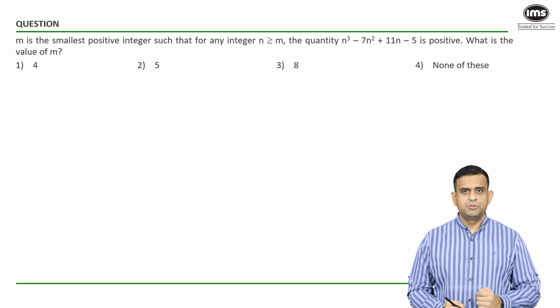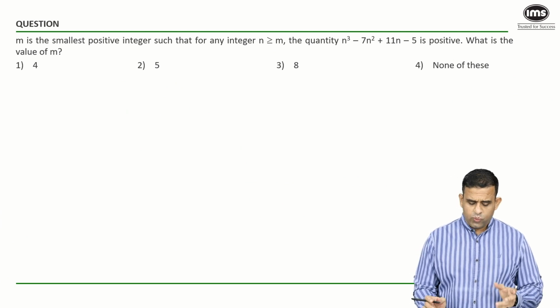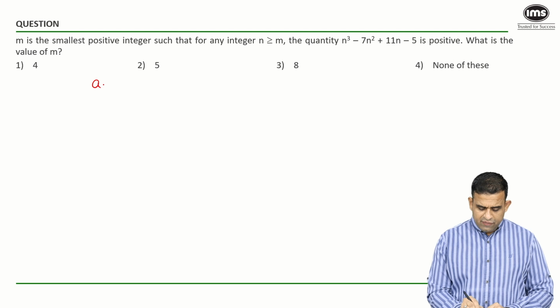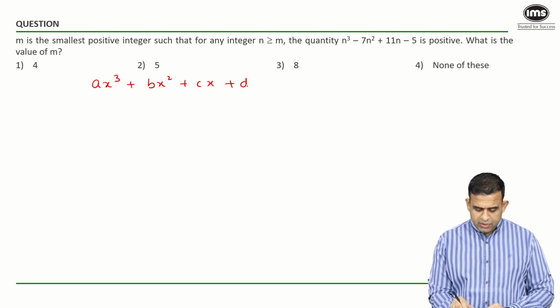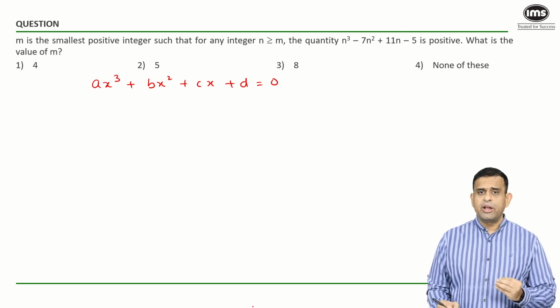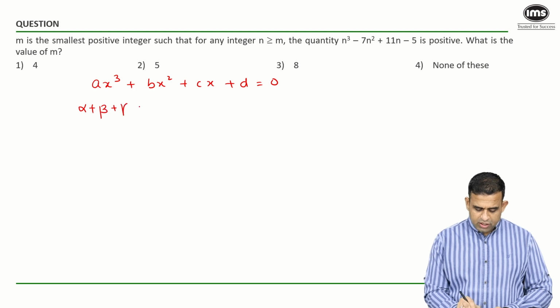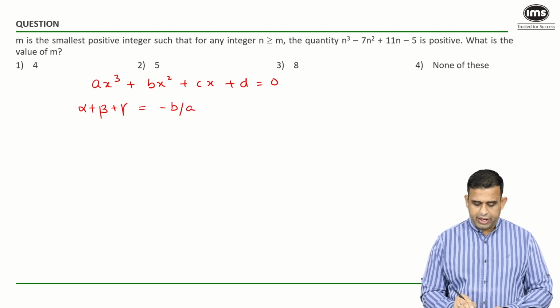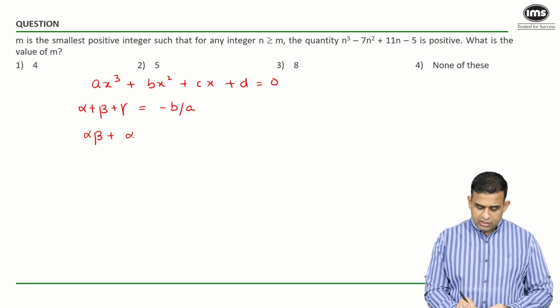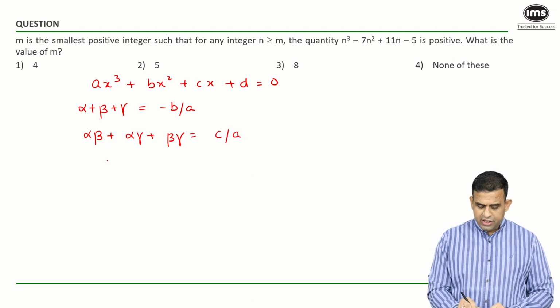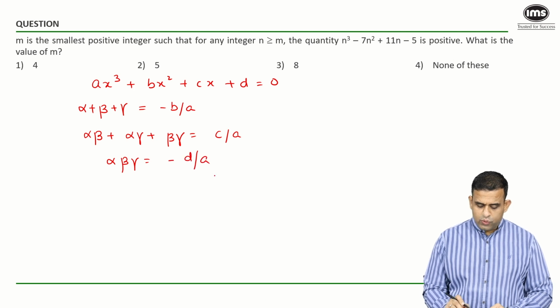If I look at another way to solve this particular question, again with the help of hit and trial, what we can also do is, we know this property that if I have ax cube plus bx square plus cx plus d equals to 0, and if I say my roots are alpha, beta, gamma, then we know alpha plus beta plus gamma must be equal to minus b by a. The sum of the product of the roots taken 2 at a time, that is alpha beta plus alpha gamma plus beta gamma, should be equal to c over a. And finally, the product alpha beta gamma should be equal to minus d over a.